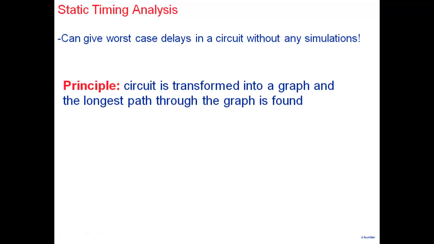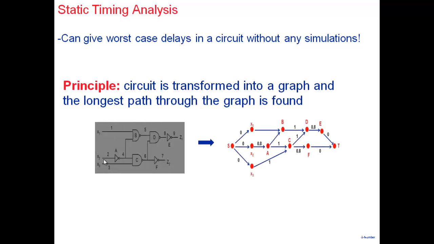So the basic idea is the following. The circuit that is there is transformed into a graph. And the problem then becomes a mathematical one. How do I find the longest path in a graph? So take the circuit, transform it into a graph. Well, how do I do that?